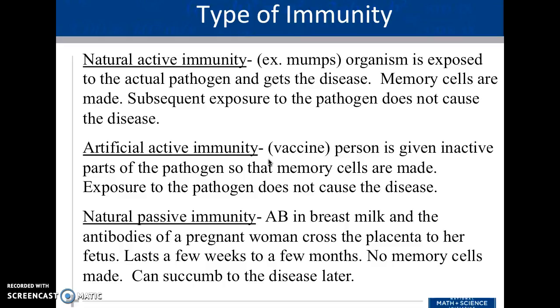And then natural passive immunity, there are other ways that we can get antibodies. The most specific one is through breast milk and through the shared placenta with the fetus. This can last a few weeks to a few months, which is because there are no memory cells that are passed on, just the antibodies. So this is a really good protective measure for infants, but eventually it does wear off and children have to form their own immunity.